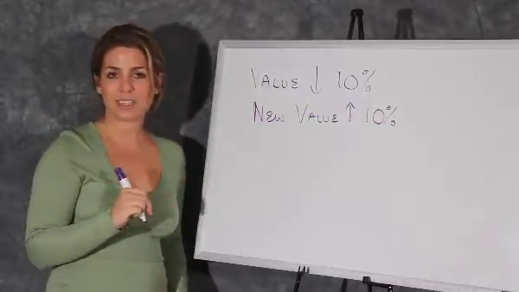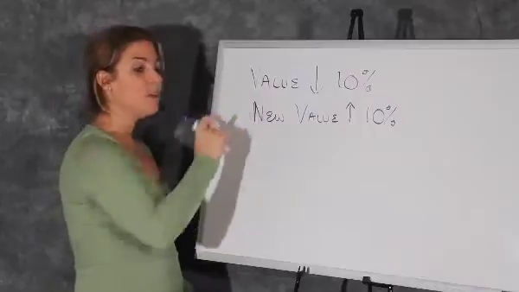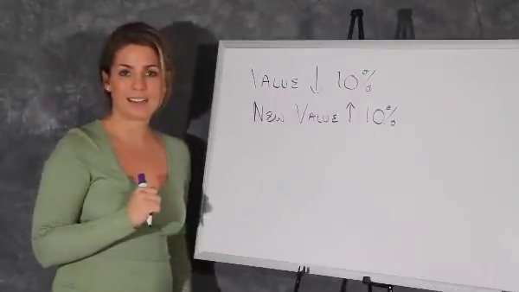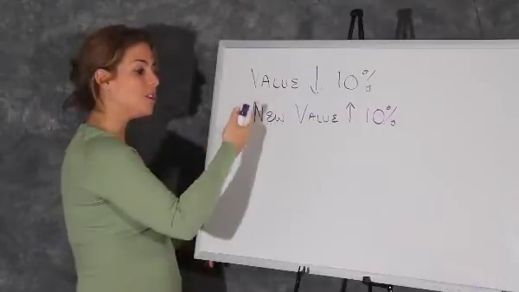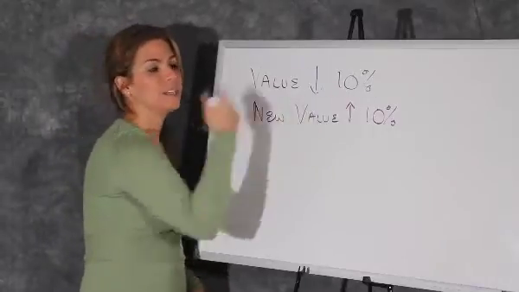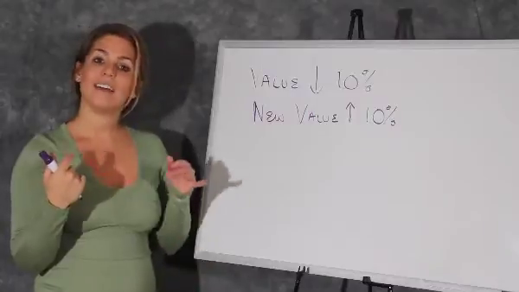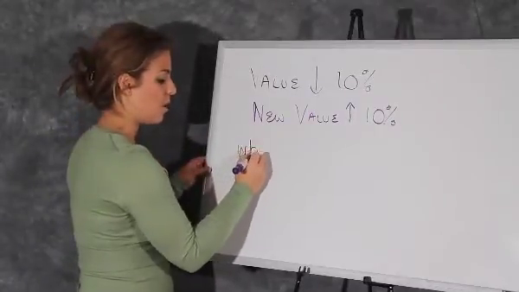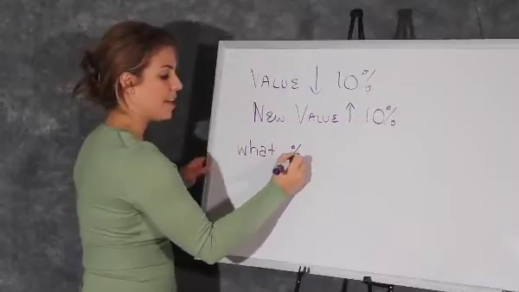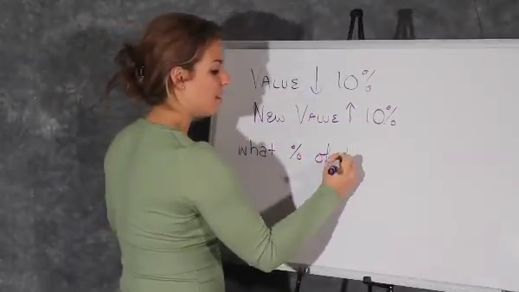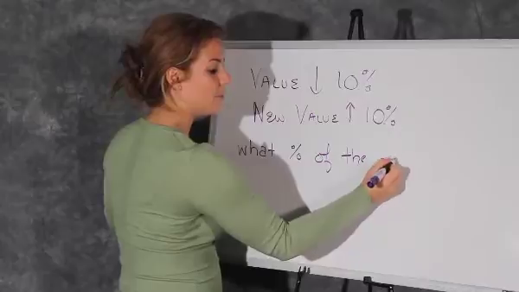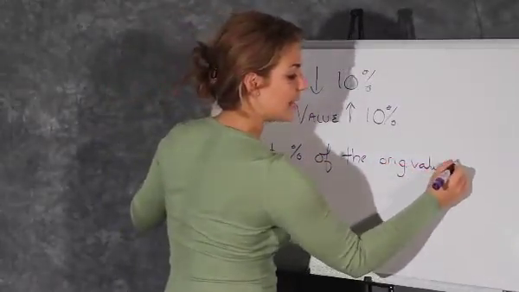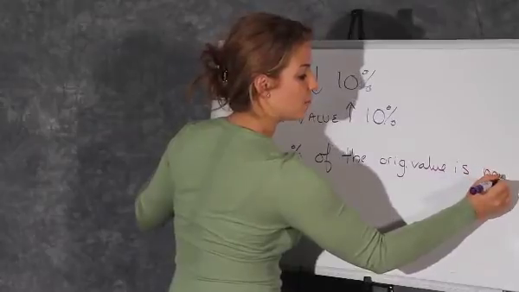So the question that we're dealing with here says that the value of a piece of property decreased by 10%. Then it tells us that the new value increased by 10%. And the question's asking us what percent of the original value is the new value.